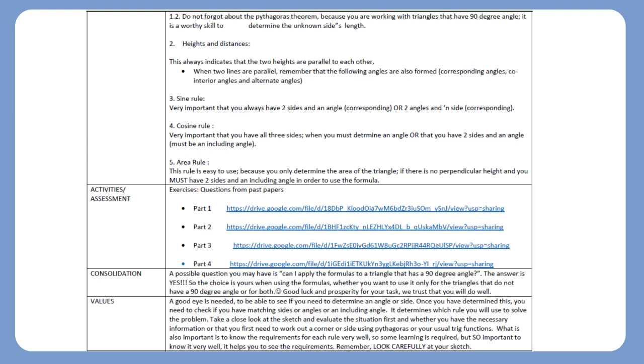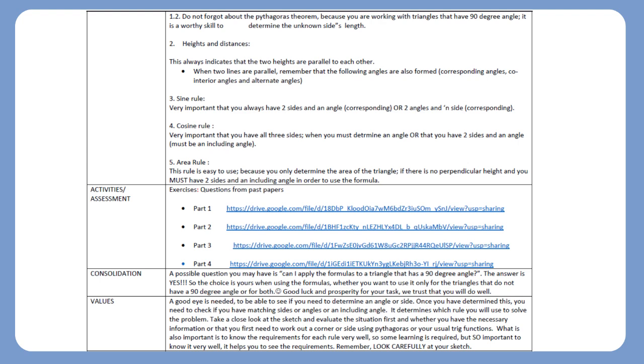2. Heights and distances. This always indicates that the two heights are parallel to each other. When two lines are parallel, remember that the following angles are also formed: corresponding angles, interior angles, and alternate angles. 3. Sine rule. Very important that you always have two sides and an angle corresponding, or two angles and a side corresponding. 4. Cosine rule.